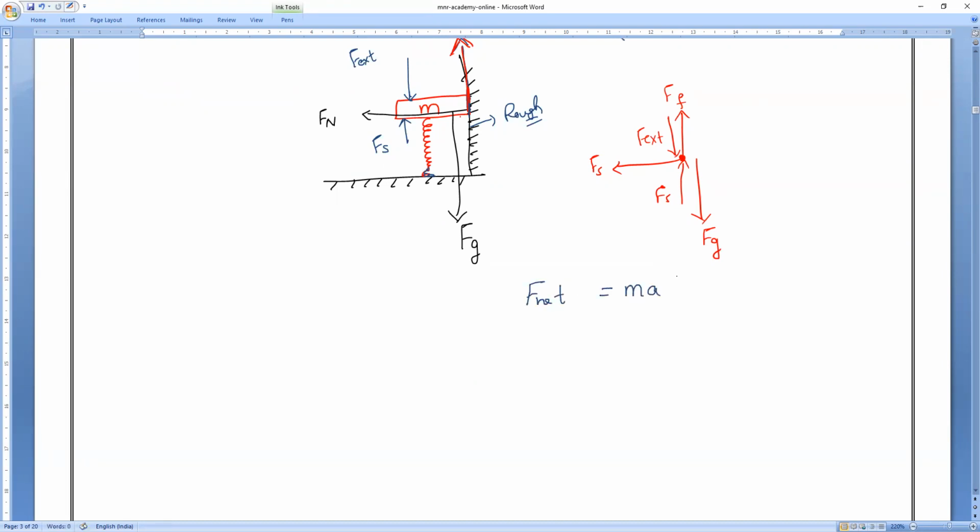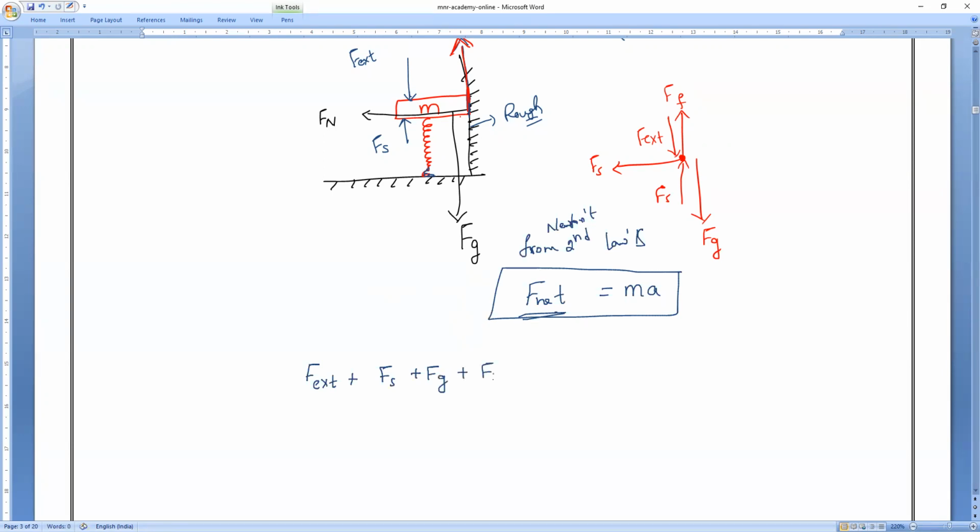According to Newton's second law, what is the net resultant force equal to? Everybody respond. From Newton's second law, F net is equal to mass times acceleration, F = ma. F net means the sum of all these forces: F external plus F spring force plus F gravitational force plus F normal force plus F frictional force, which is equal to mass into acceleration.